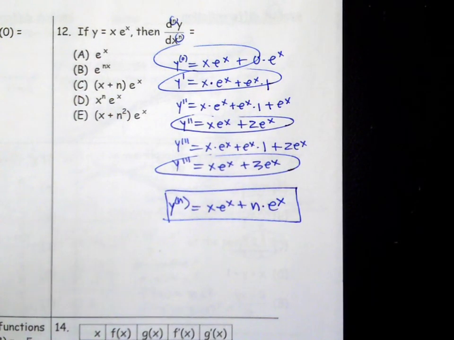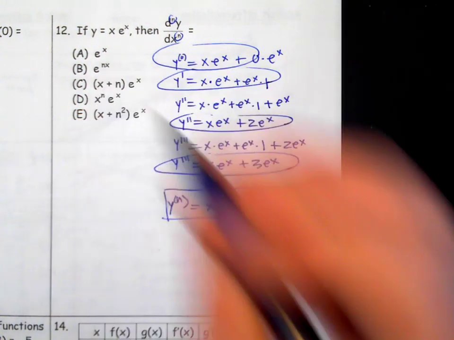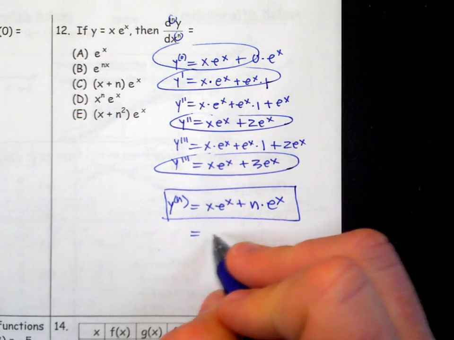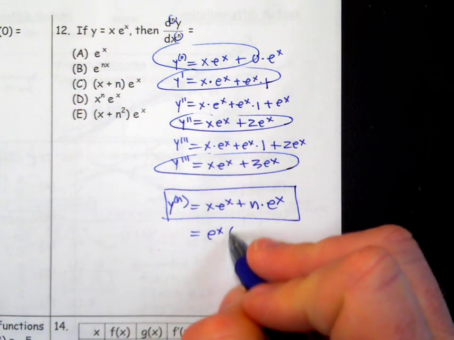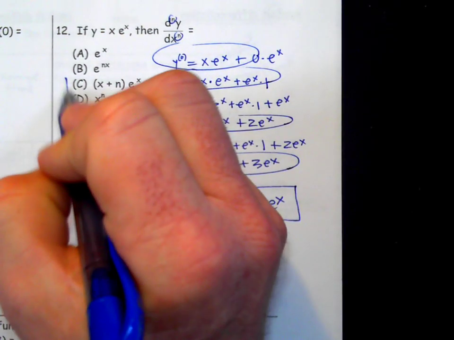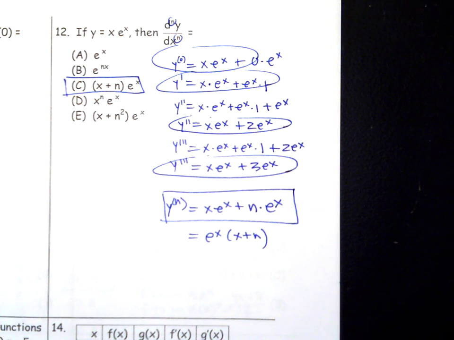Now I look at the multiple choice and I don't see it. So then I think, well, maybe it's there. I just need to manipulate this to make it look like one of those. A couple of these have parentheses, so maybe there's some factoring. Like, oh, I could factor an e to the x out. Right? So there you go. Answer C.